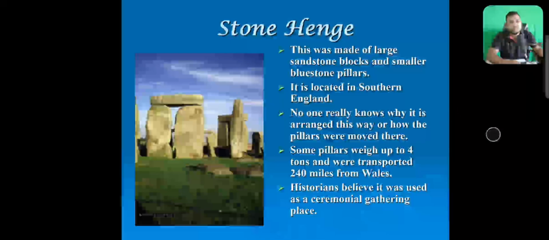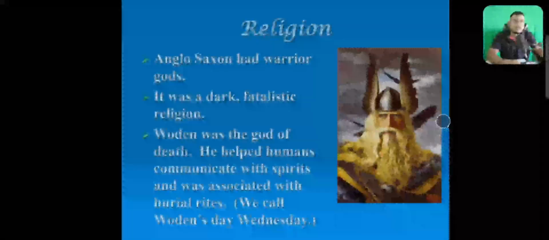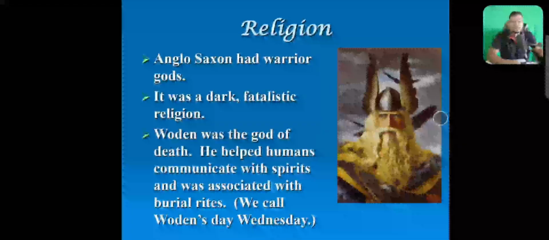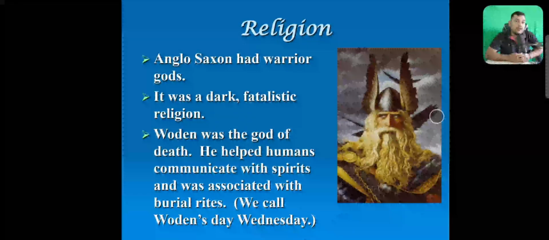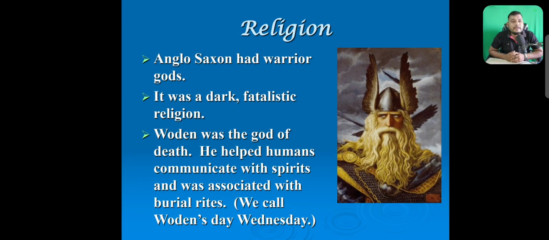And religion: Anglo-Saxons had warrior gods. They believed in gods, because at that time the most important and vital point was warriors. They had to go to war and occupy lots of land to build their kingdom, so they worshipped, and those are mostly called warrior gods.